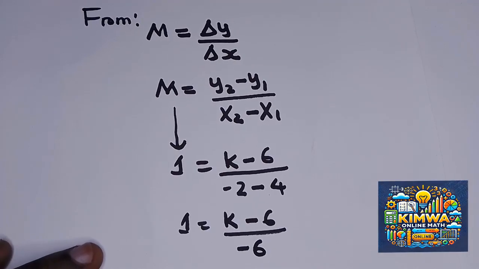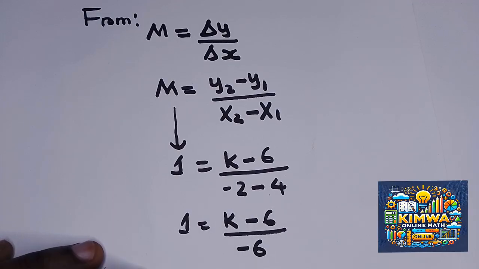This is equal to negative 6. How can we get the value of k? It means that we have to break down the fraction. How can we break down the fraction? It is very simple. Ili tuweze ku break down a fraction, tuhakikishe kwamba left hand side of the equation should be a fraction, and also right hand side of the equation also must be a fraction.